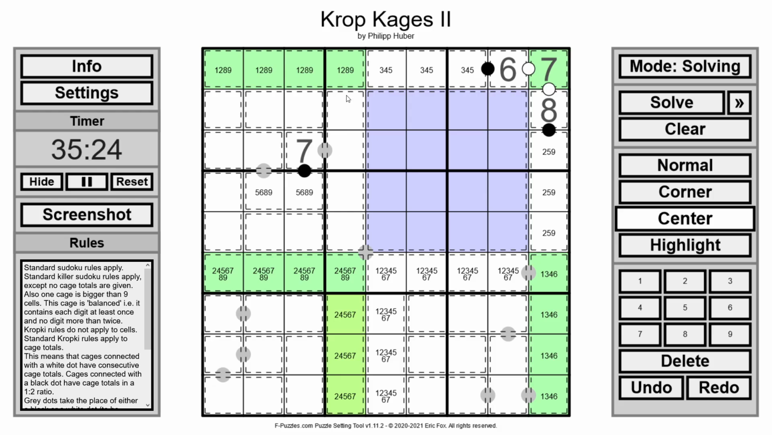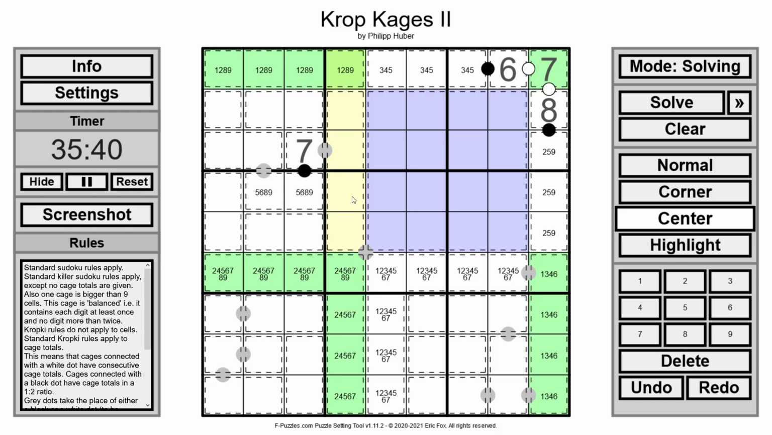But looking back at the logic with the 14 cage now, if we put the 1 up here, put 2, 3, 4, and 5 in this cage, we would need an 8 and a 9 in the remaining 4 cells of this column, but we can only place them in one cell.